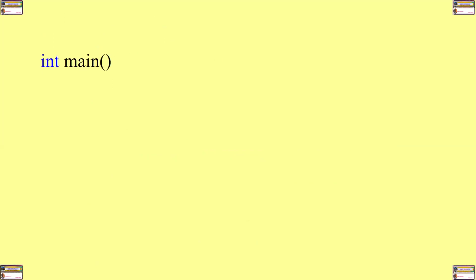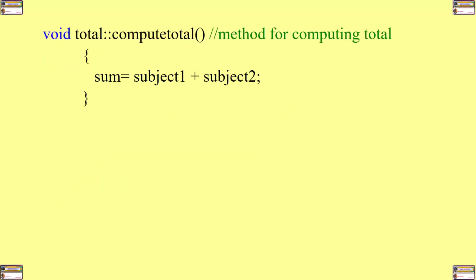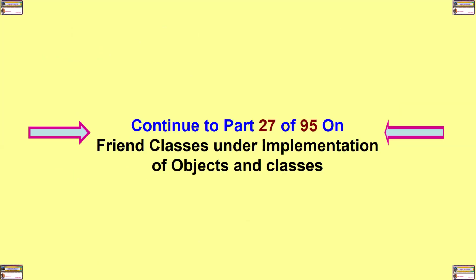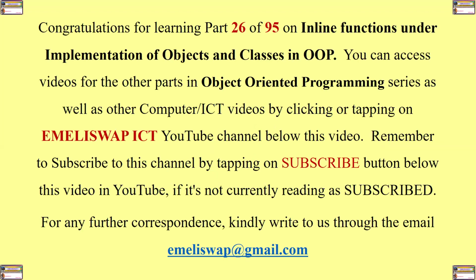And with that, my dear students and the rest of the learners, as you have seen, we have come to the end of part 26 of the series. You can continue to part 27 of 95 in this series, in which we are going to learn about what we call the friend classes, still under the implementation of objects and the classes. Congratulations for learning part 26 of 95 on inline functions and the implementation of objects and classes in object-oriented programming.